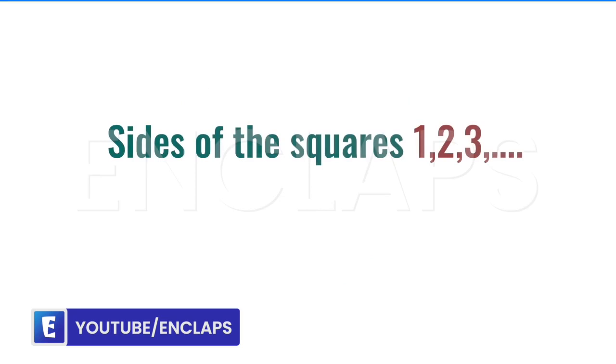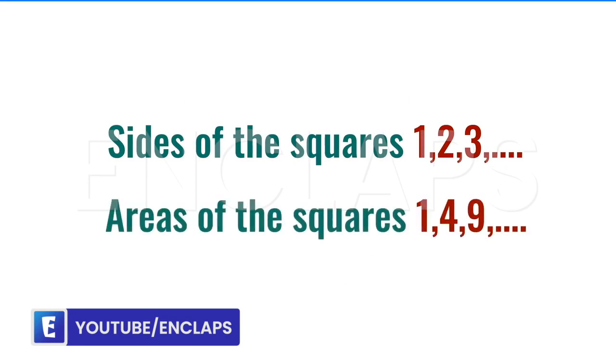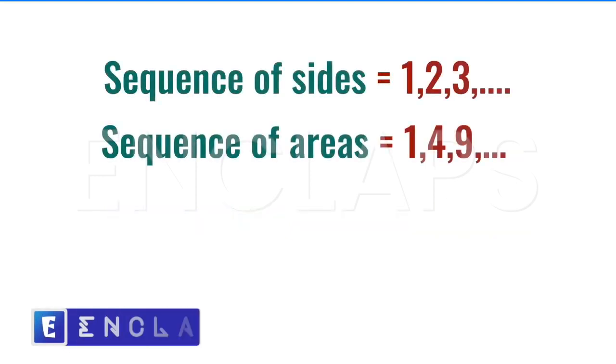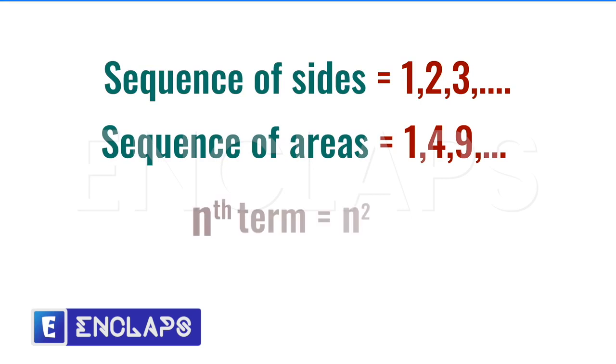If the sides of the squares are 1, 2, 3, etc., then the sequence of areas can be written as 1, 4, 9, etc. First term is square of 1, second term is square of 2, third term is square of 3 and so on. So it can be said that each term is the square of its position. So if the position is n, then the term at that position will be n square. In algebraic terms, it can be written as xn is equal to n square.